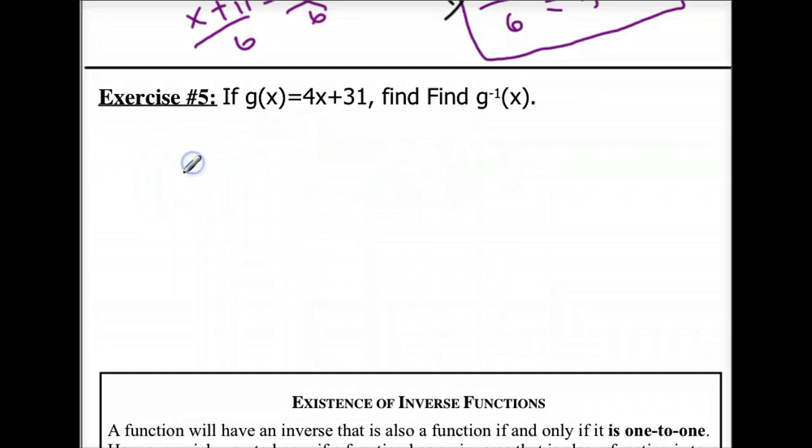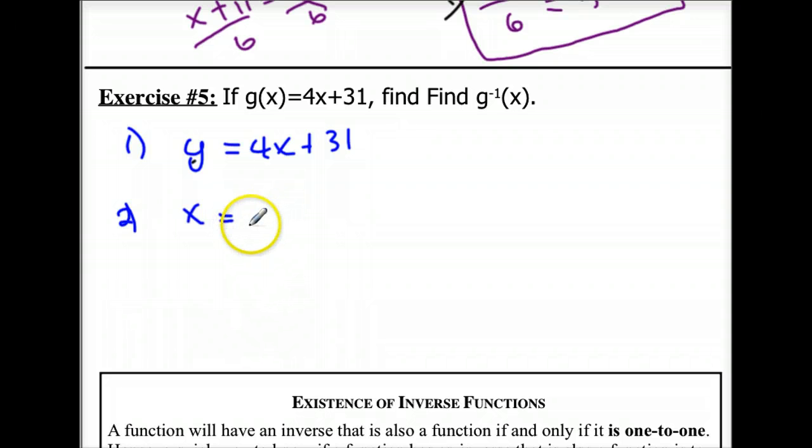So the first thing I'm going to replace g inverse with y. Y equals 4x plus 31. That's my step 1. Step 2 says I'm going to switch my x and y. X is equal to 4y plus 31. And then I want to solve for y.